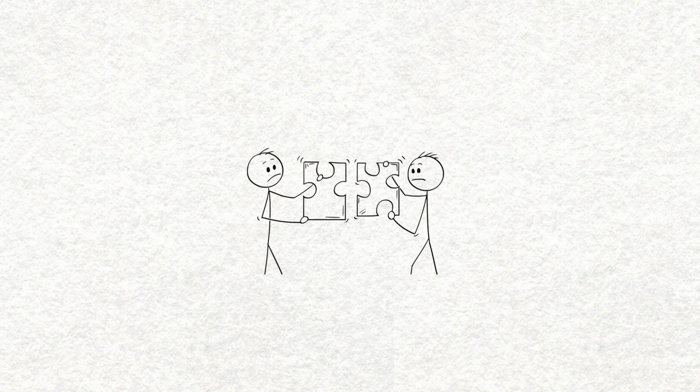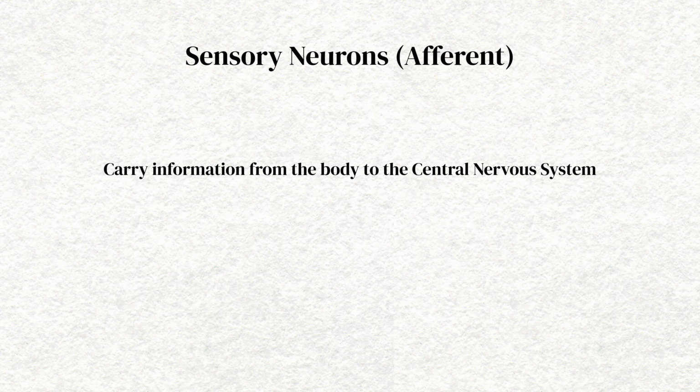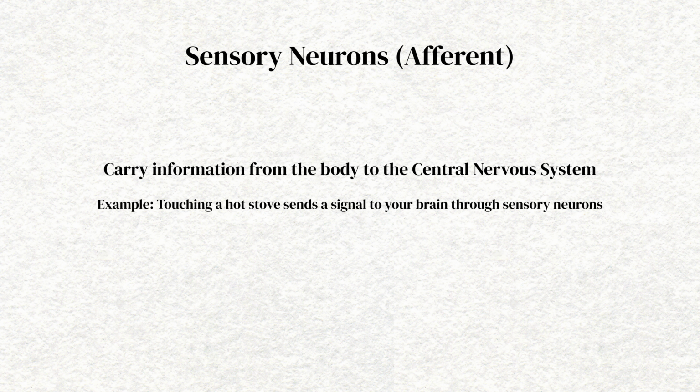Not all neurons are the same. Let's look at three main functional types. First, we have the sensory neurons, or afferent neurons. These carry information from the body to the CNS. An example of this is touching a hot stove, which sends a signal to your brain through sensory neurons.